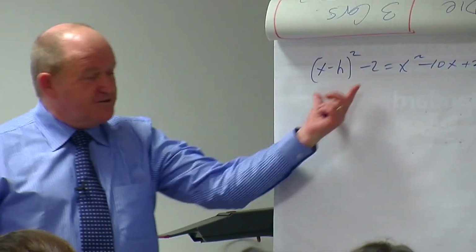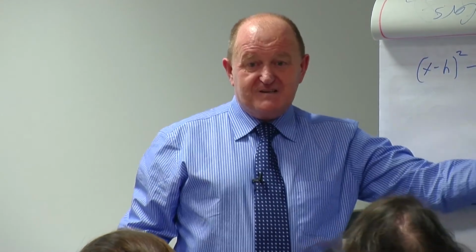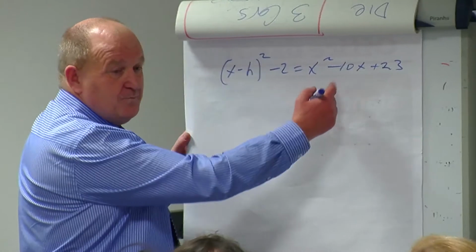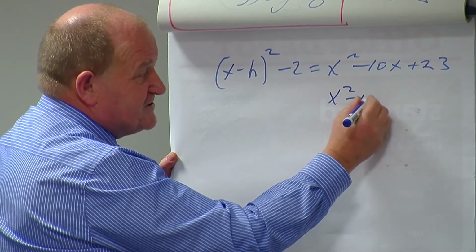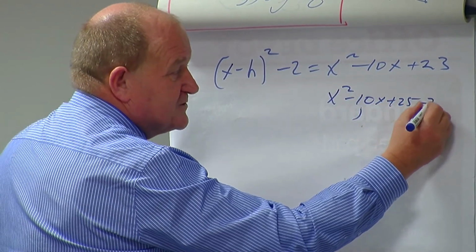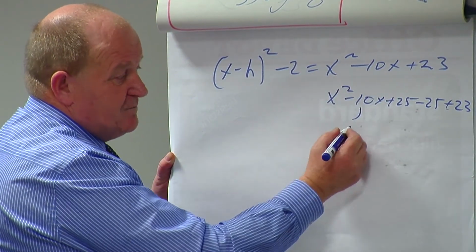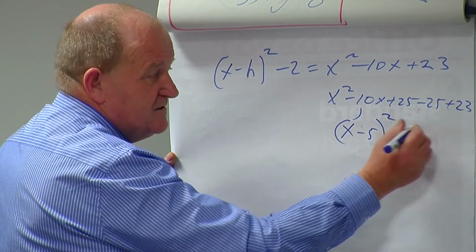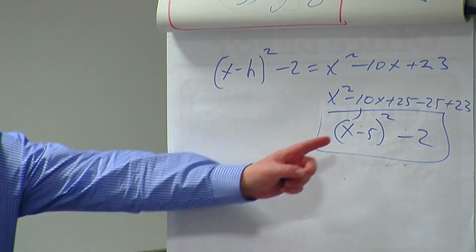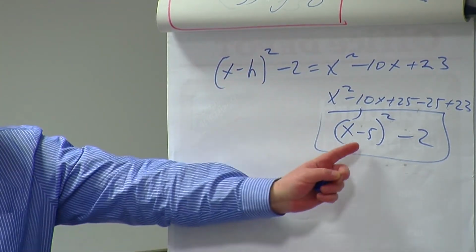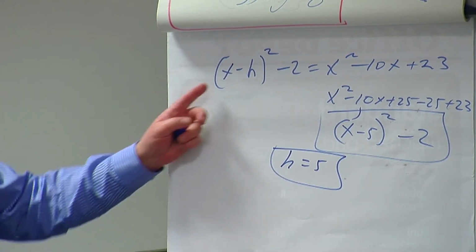I could work from this side to this side, or I could work from that side to that side. Let's do this side to this side first. Complete the square. Half that we get 5, squared 25. So it's x² - 10x + 25 - 25 + 23. Is that okay with everybody? Factorize those first three bits and we get (x - 5)², and then that is minus 2. (x - h)², so h is 5, isn't it? h equals 5. Or you could work the other way.